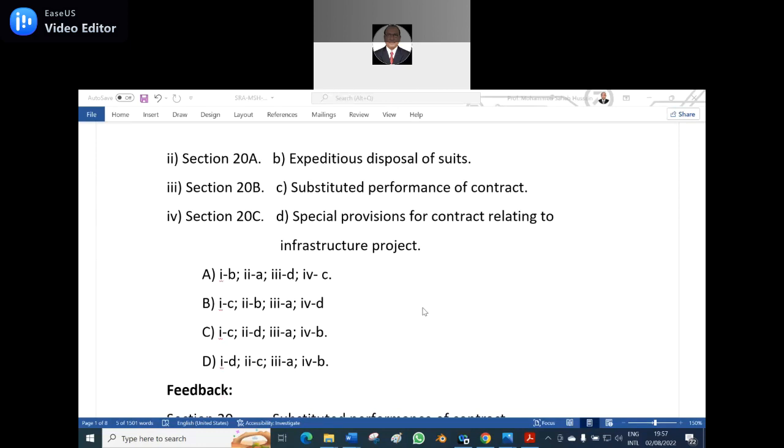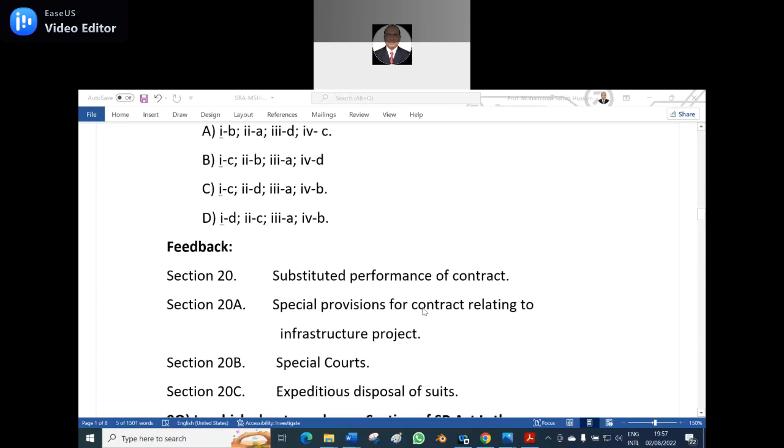Option D, sir. The right answer for this question is 20C special. C, 1C, 2D, 3A, 4B. Here is the feedback I have given.